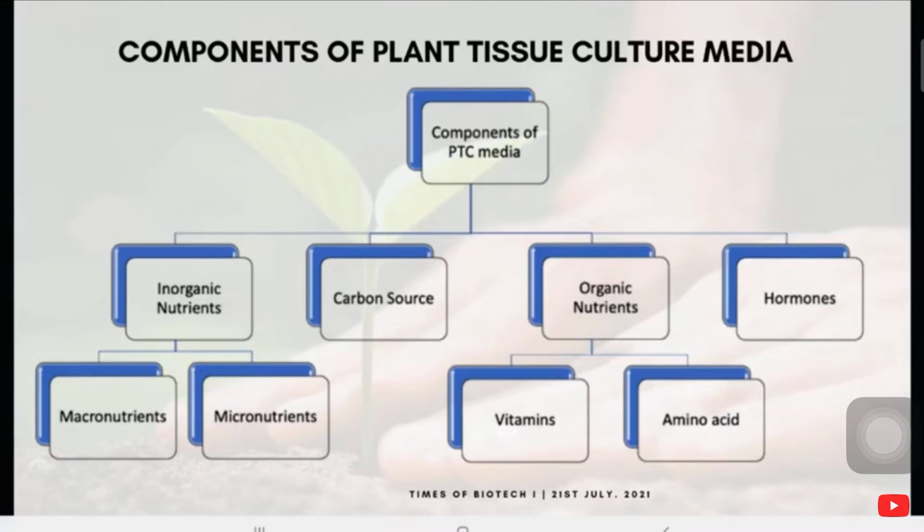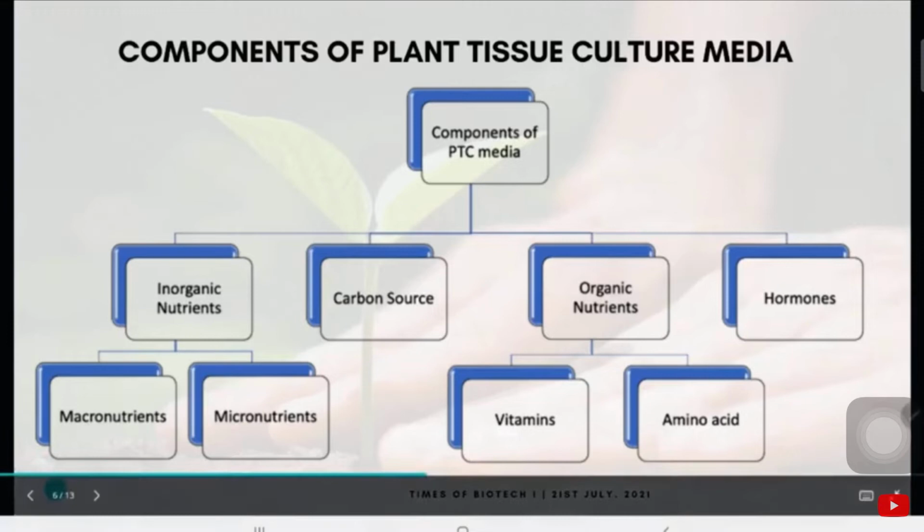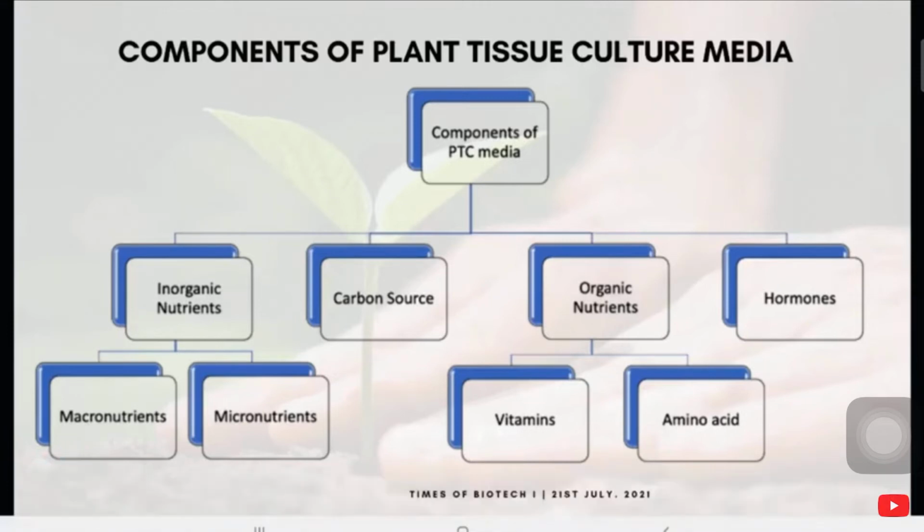Now, what are the examples of macronutrients? The examples are nitrogen, phosphorus, sulfur, etc. And the examples of micronutrients are boron, cobalt, iron, zinc, etc. Now, why do we have to add all these macronutrients and micronutrients?